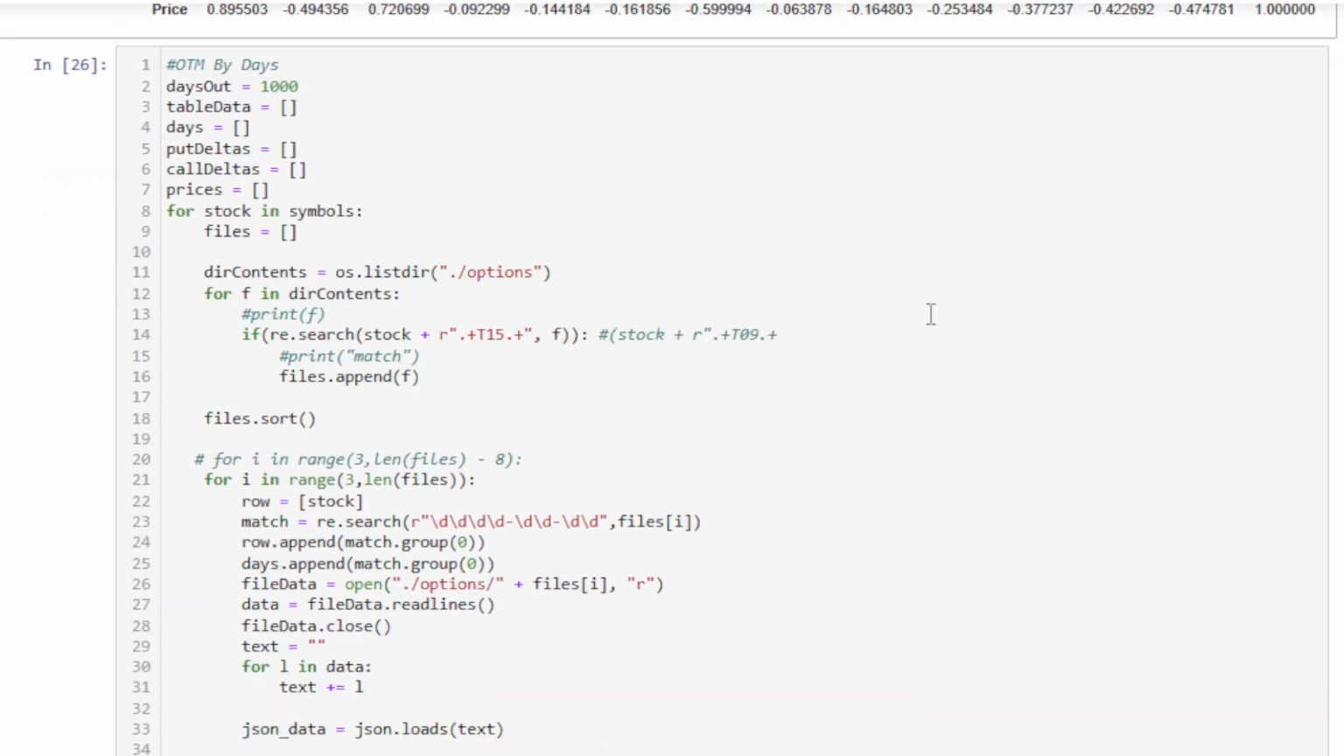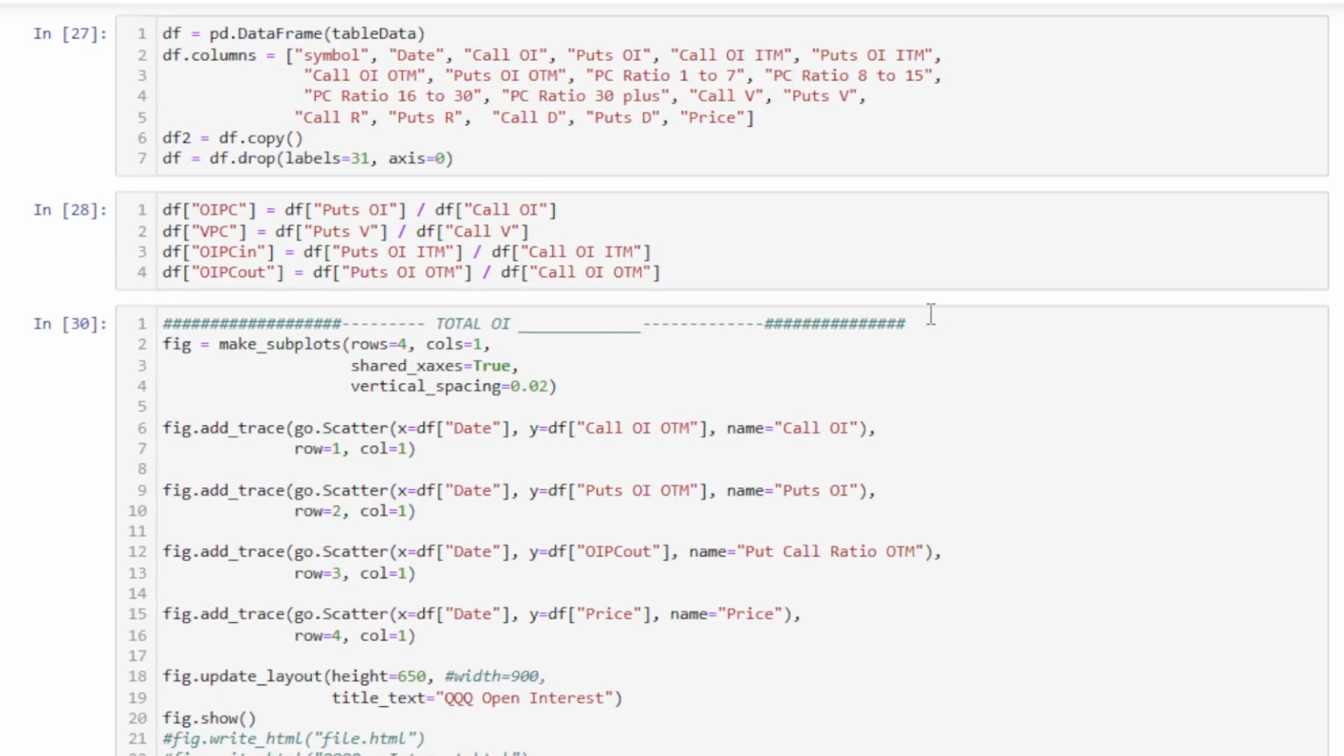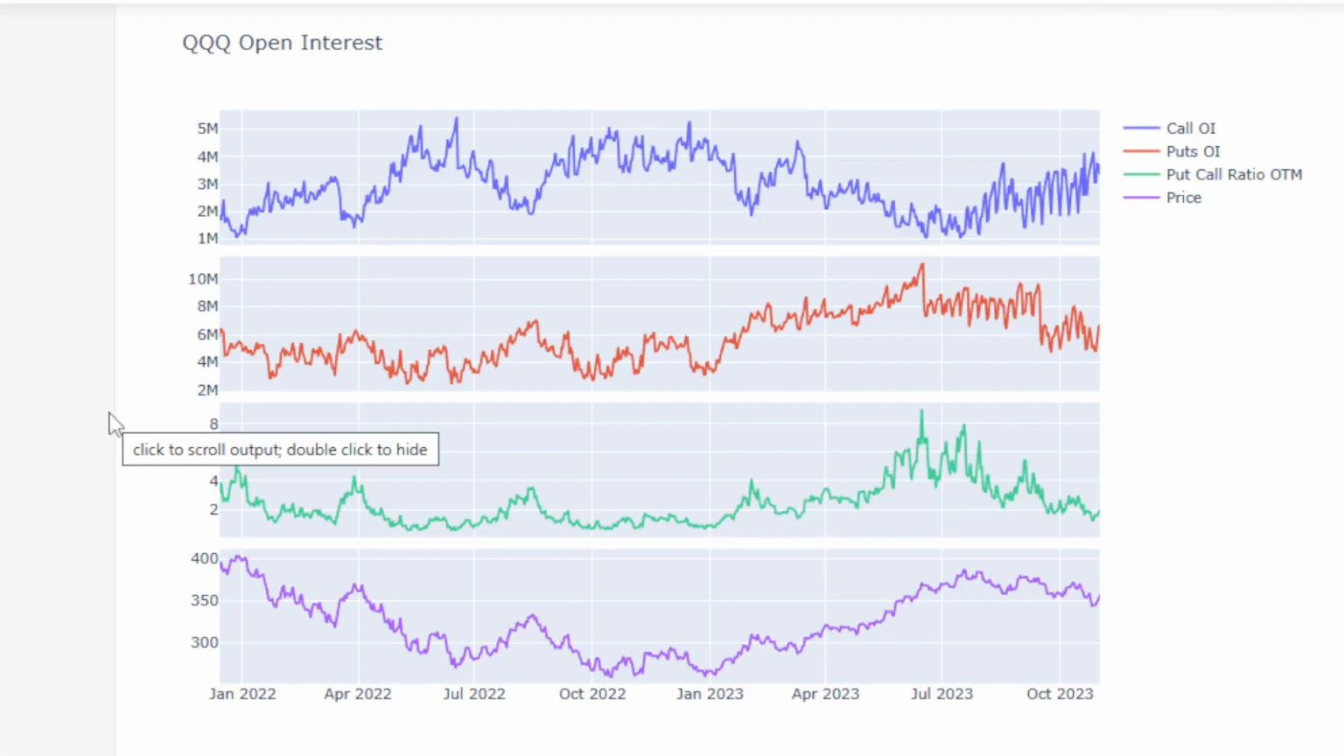Last thing we'll do is we'll look at the out of the money. So scroll down here, we can see these are the out of money open interests for calls, for puts. Here's that ratio, right? Good correlation with price action. However, once again, we're not looking for correlation to price action. We're looking for correlation to future prices.